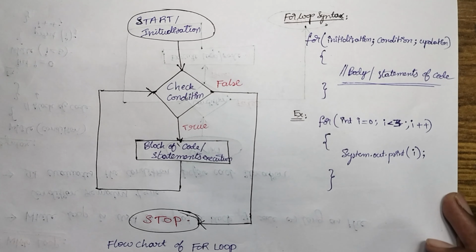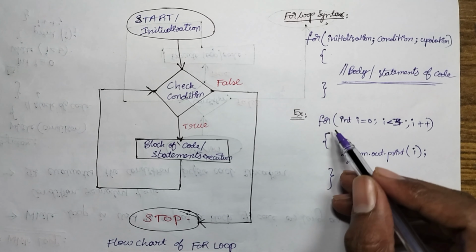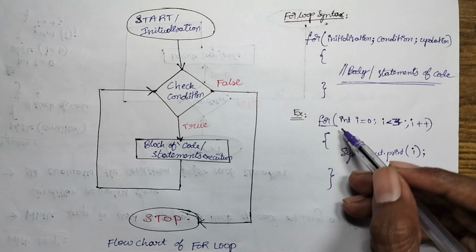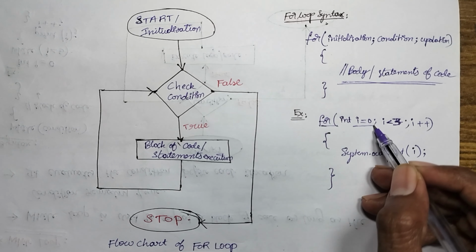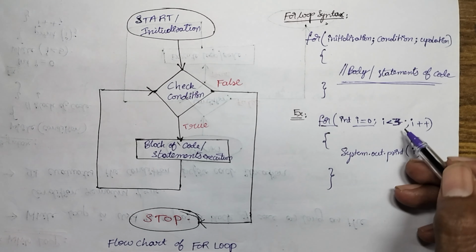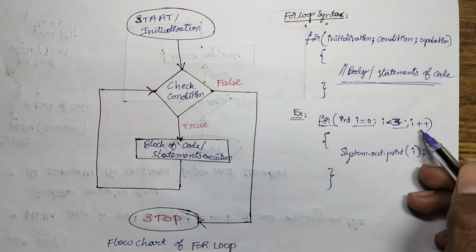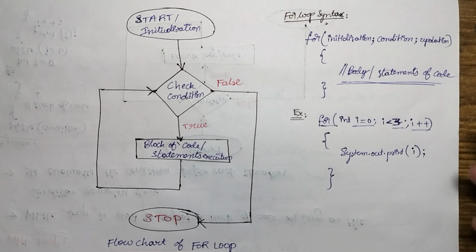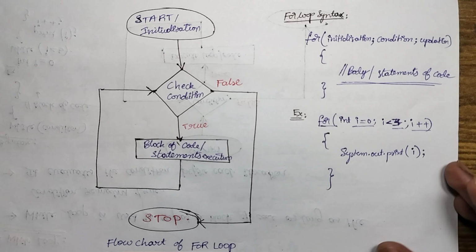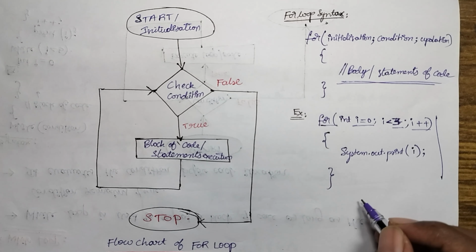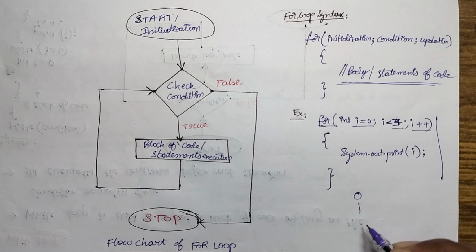In the example of a for loop, this for indicates the start of the loop and the initialization of variable I equals 0, and it will iterate until its value is less than 3, and the updation is I plus plus, which will increment I by 1. So in this code, the output will be 0 1 2.